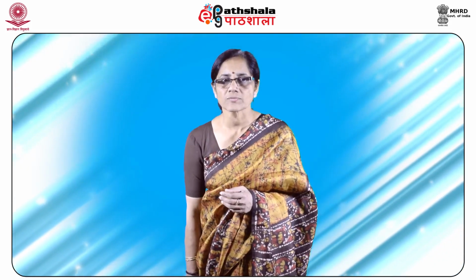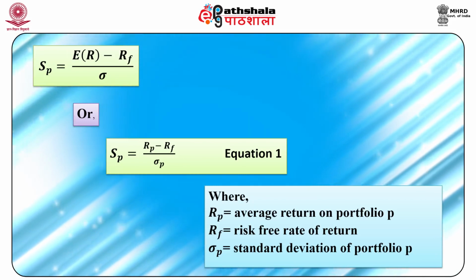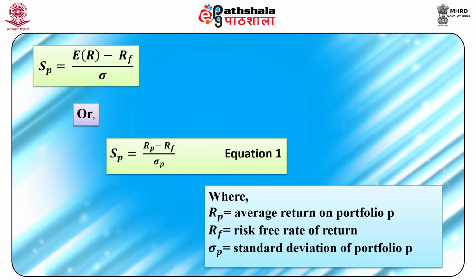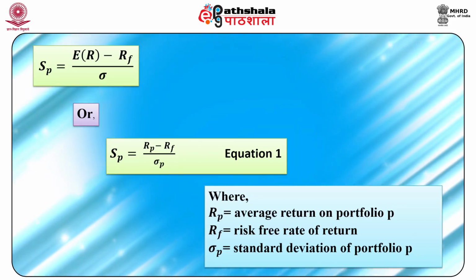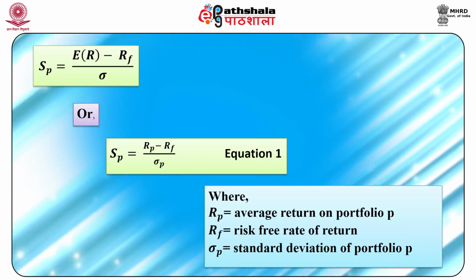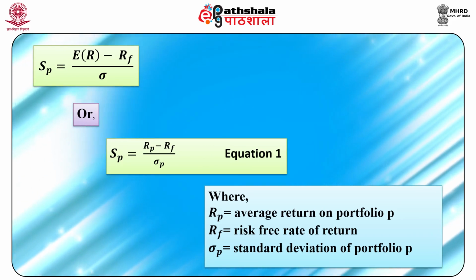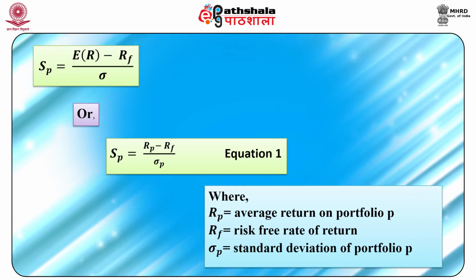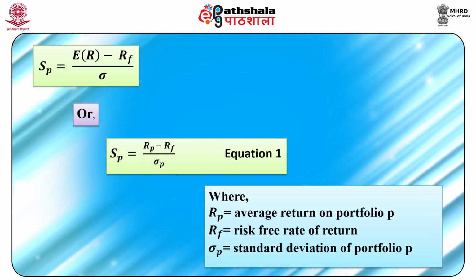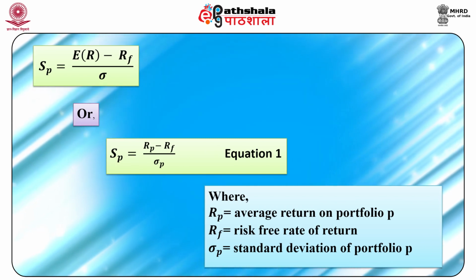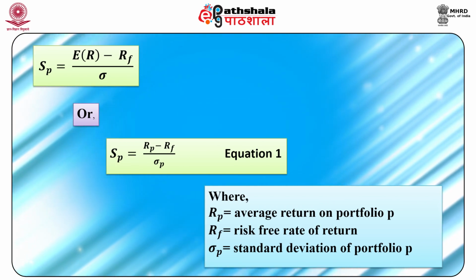Sharpe's ratio is given as follows. Mathematically, Sharpe's model of rate of return is equal to expected rate of return minus RF divided by standard deviation, or SP is equal to RP minus RF divided by standard deviation of P. This is equation 1, and in this equation we have used RP, that shows average return on portfolio P, RF, that shows risk-free rate of return, and standard deviation of P shows standard deviation of portfolio P.